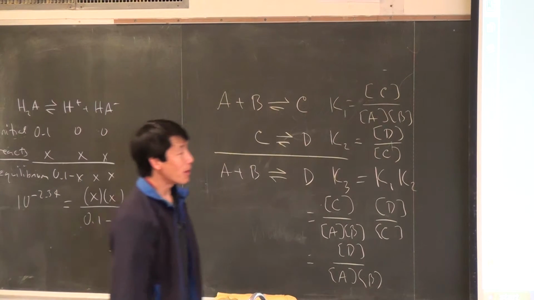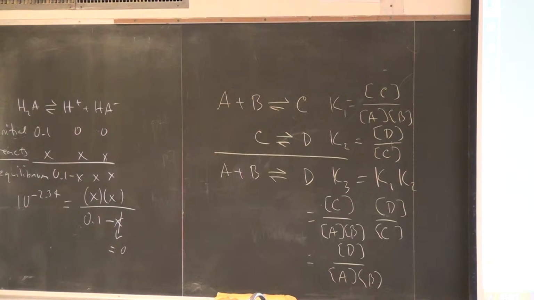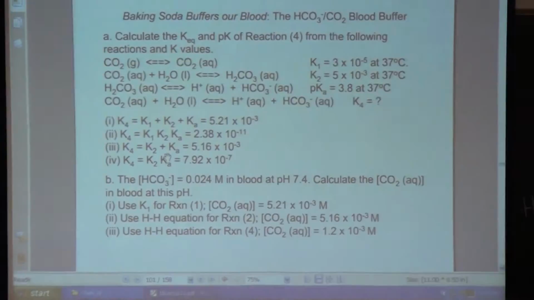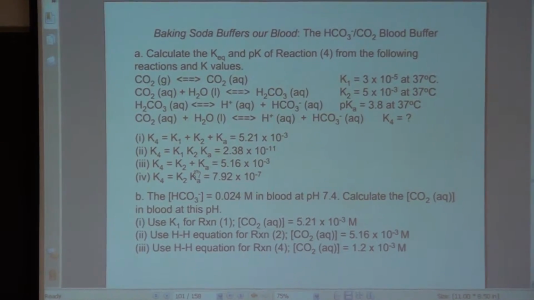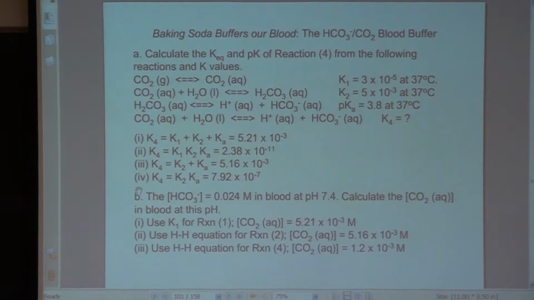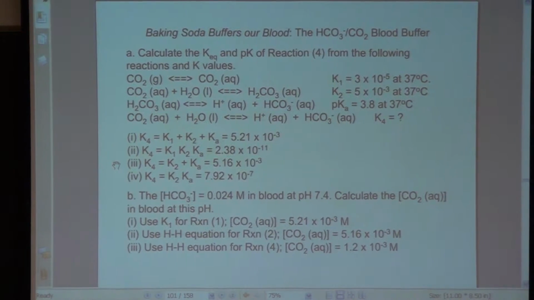Okay, so can we eliminate any of these choices from these four? Yeah, so note that number one is K4 is equal to K1 plus K2 plus Ka. So can we eliminate this one based on what we just did over there? Yeah. And note that number 3 is K4 is equal to K2 plus Ka. So can we eliminate that one? Yeah. So it's either going to be number 2 or number 4, so which one do you think it is?